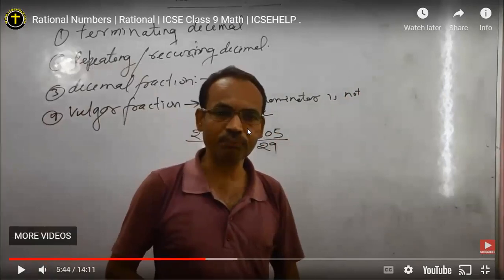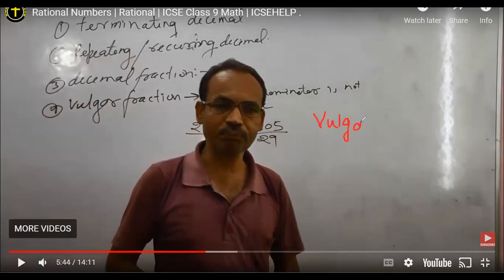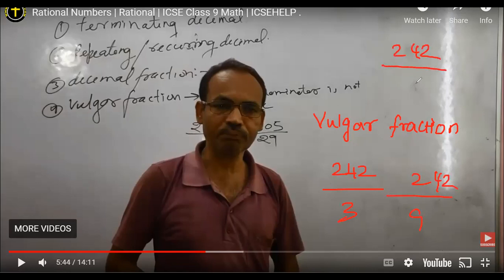Are you getting what he is trying to say? So he is explaining the vulgar fraction now. Vulgar fraction means the denominator is not 10 power x, it could be anything. Like you take 242 divided by 3 or 242 divided by 9, 242 divided by 17, 900 divided by 13, 888 upon 165. So these denominators are not in the form of 10 power x.